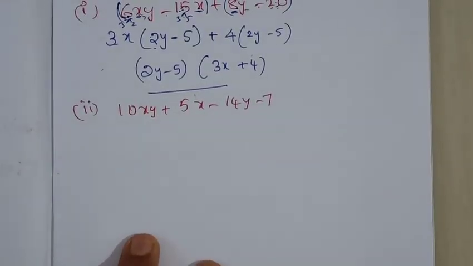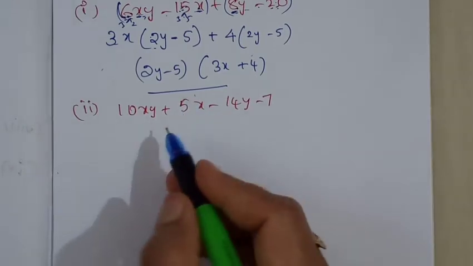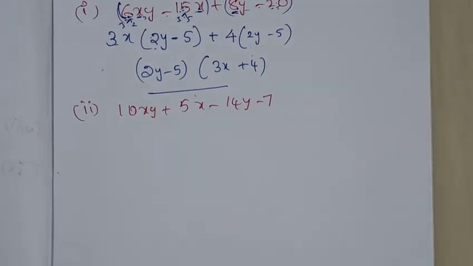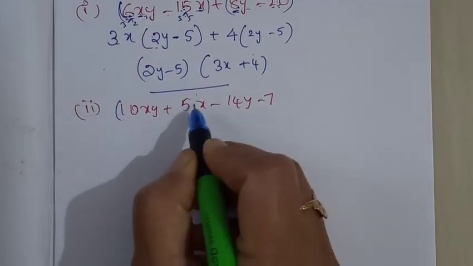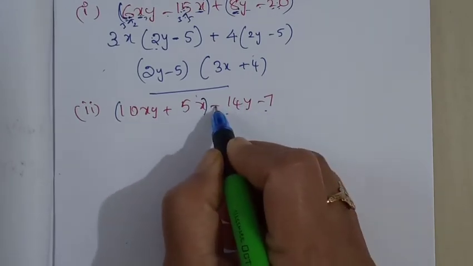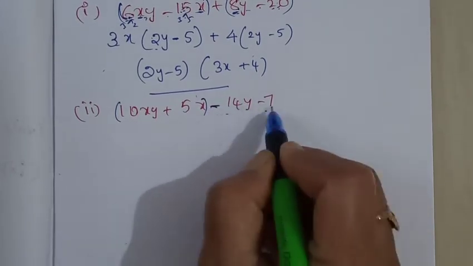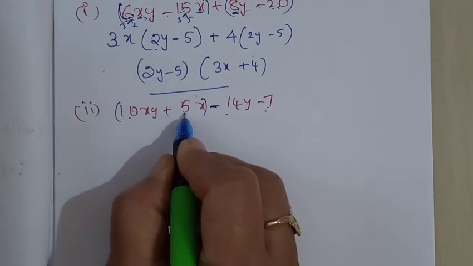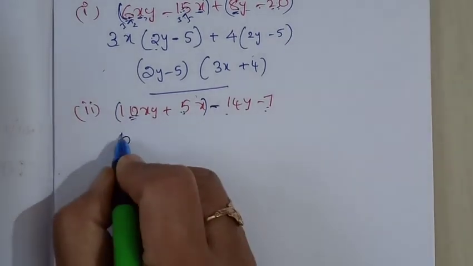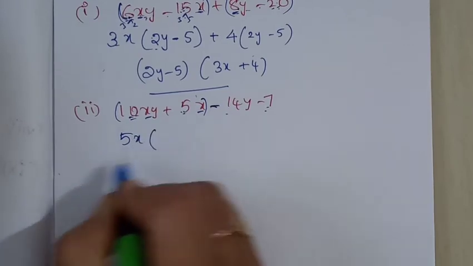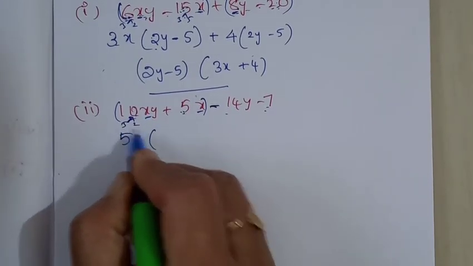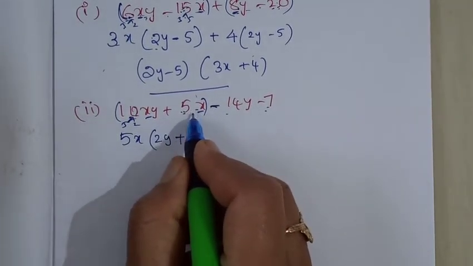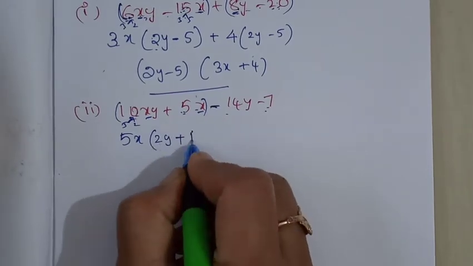Next one more question, grouping method. So here 10xy plus 5x minus 14y minus 7. We can make the group of these two terms and these two terms. Whenever we have negative, we should not keep directly bracket here. Now here we will start taking common, 5 2s are 10. These two are multiples of 5, and the x is also common, 5x. What is left? 5 2s are 10, so 2 is left and y will be left, plus as it is. And here 5x has been taken common, so only 1 will be left.